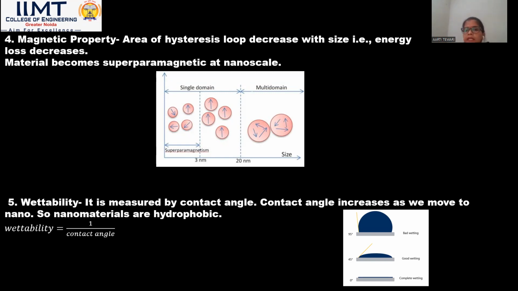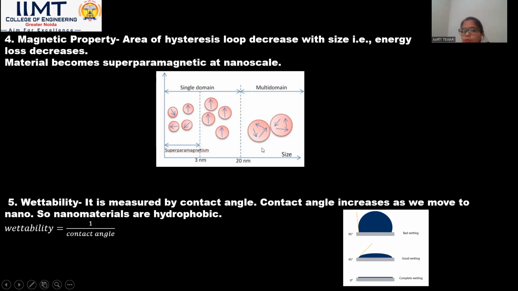And you can see that as you decrease the size of the nanoparticle and take it up to the nanoscales, the area of the hysteresis loop actually decreases. That means that the energy loss actually decreases. And you expect the particle to become ferromagnetic at the nanoscale, but that doesn't actually happen. The particles become superparamagnetic at nanoscales.